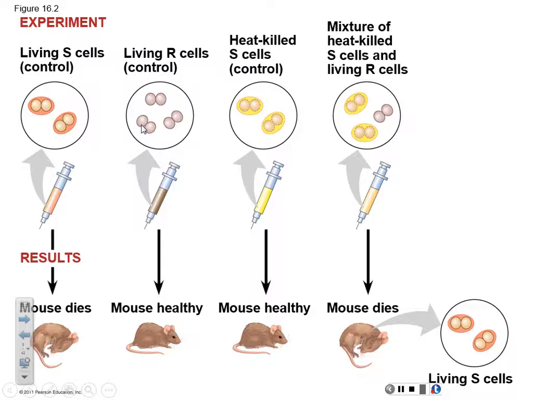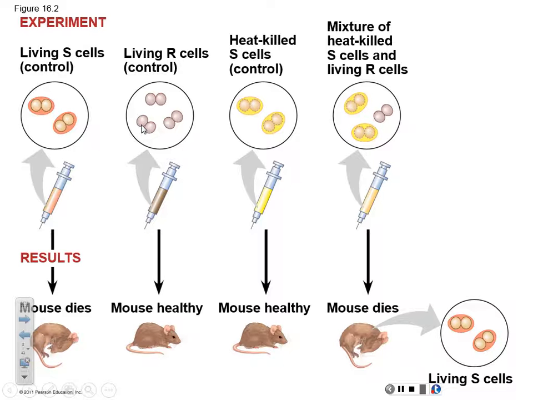Strangely enough, why you even put this to the test is beyond me. I wouldn't have thought to do this. But he puts this to the test. He takes dead, smooth bacteria, mixes them with live, rough bacteria, squirts them into mice, and the mice not only get sick, they die. Where'd that come from? How'd that happen?